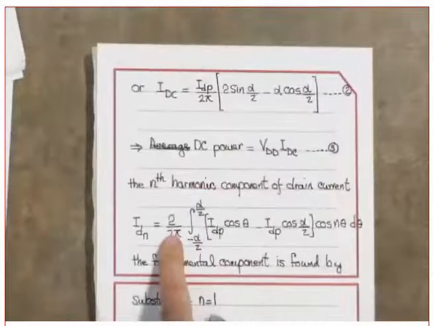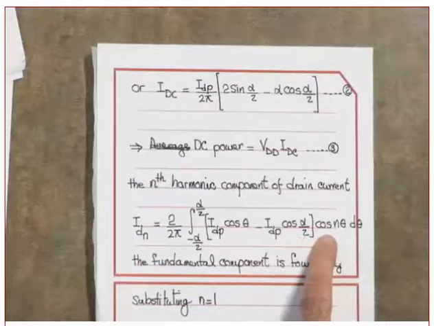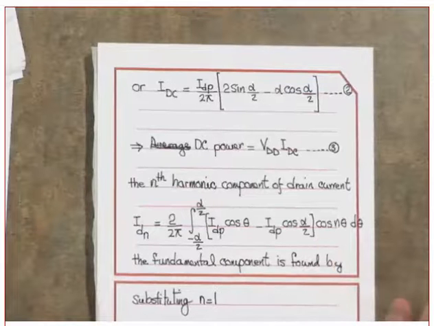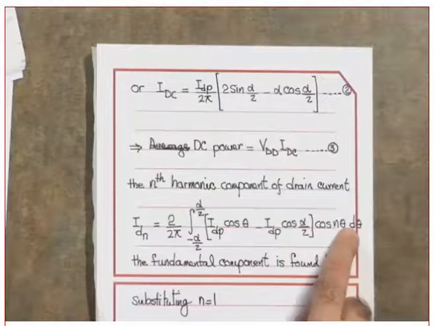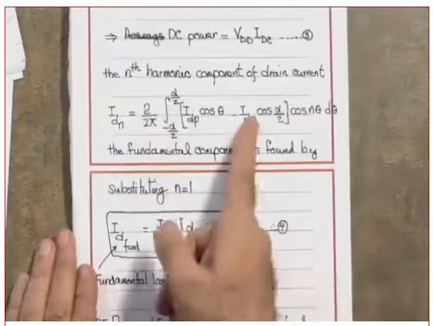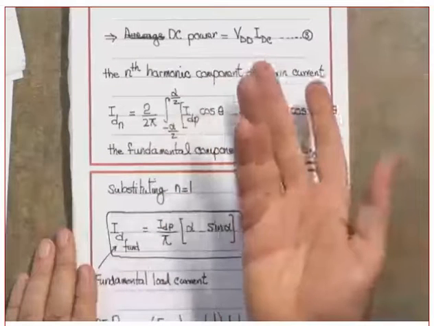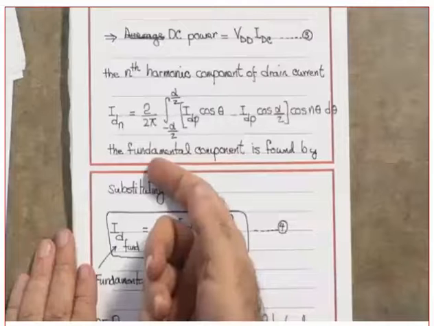It's 2 over 2 pi. This is the same thing, which is the drain current, but I'm multiplying by cosine n theta. Not n alpha, n theta. Theta is omega naught t, times d theta. Now, if you plug in n equal to 1, by the way, can you get the second harmonic from this equation? You just plug in n equal to 2. Are you following or not?